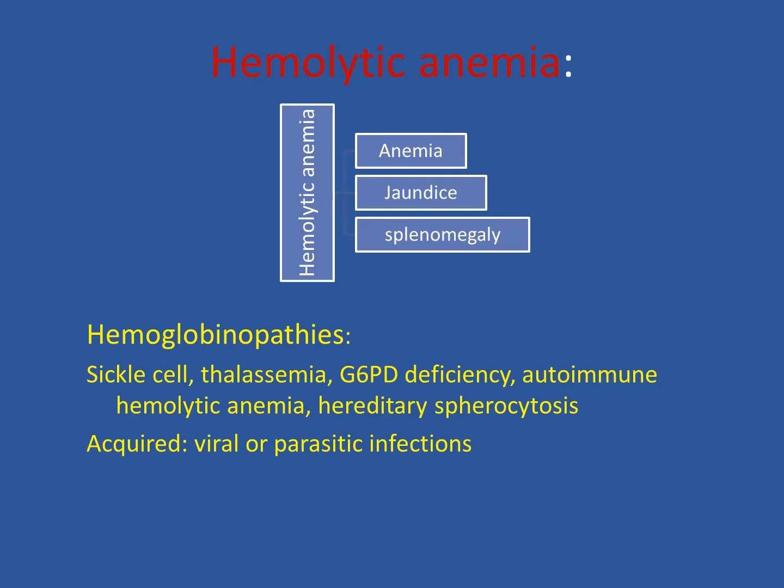So there are a lot of inherited and acquired causes. There can be sickle cell, thalassemia, G6PD deficiency, autoimmune hemolytic anemia, hereditary spherocytosis. Acquired causes are viral or parasitic infections. What you need to remember really, really strongly is that this triad, anemia, jaundice, splenomegaly, is hemolytic anemia.